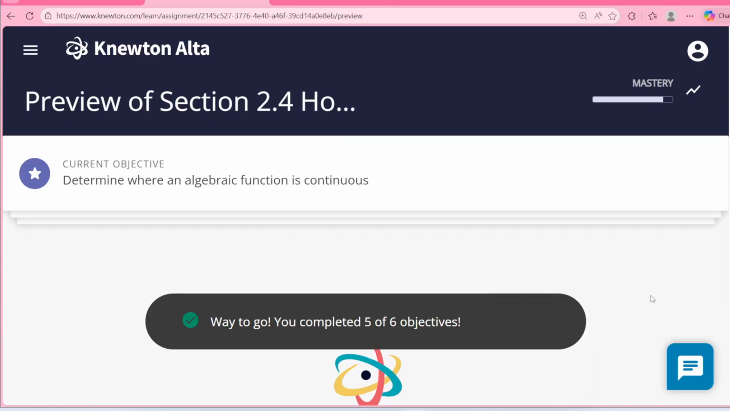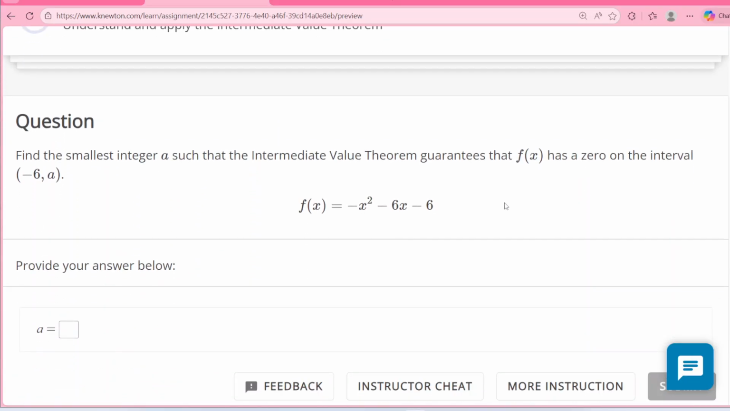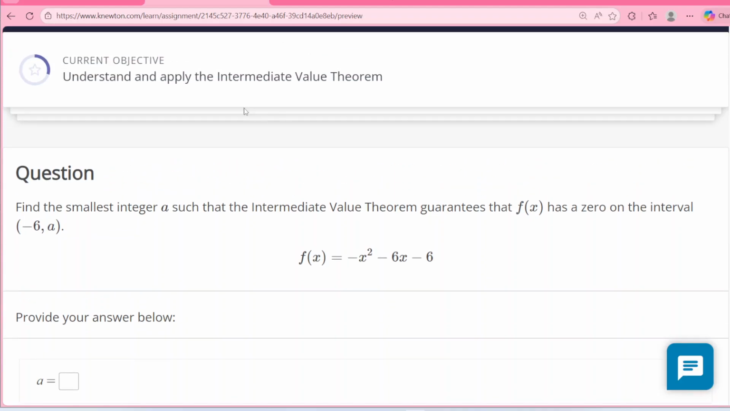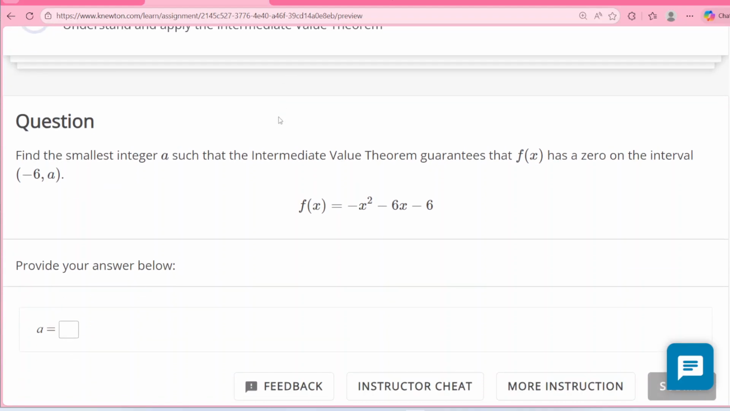All right, so this looks like, again, more intermediate value theorem. It says find the smallest integer a such that the intermediate value theorem guarantees that this function has a 0 on the interval from negative 6 to a. All right, so if you look at the left end, negative 6. So here's the function.